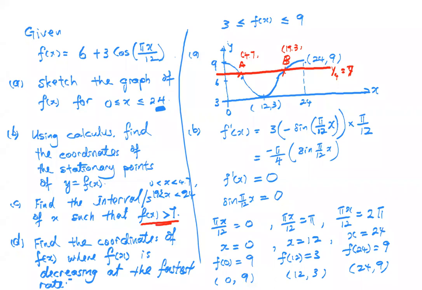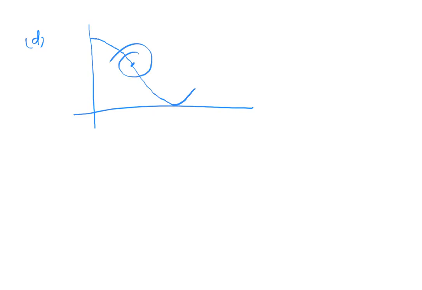Decreasing at the fastest rate. Okay, now I'm going to explain part D over here. So just now our graph goes like that, then it goes like this. So this is the point whereby it is decreasing at the fastest rate. At this point, it goes like that, then after that, it goes like that. So this is decreasing at the fastest rate. The other side is increasing at the fastest rate.